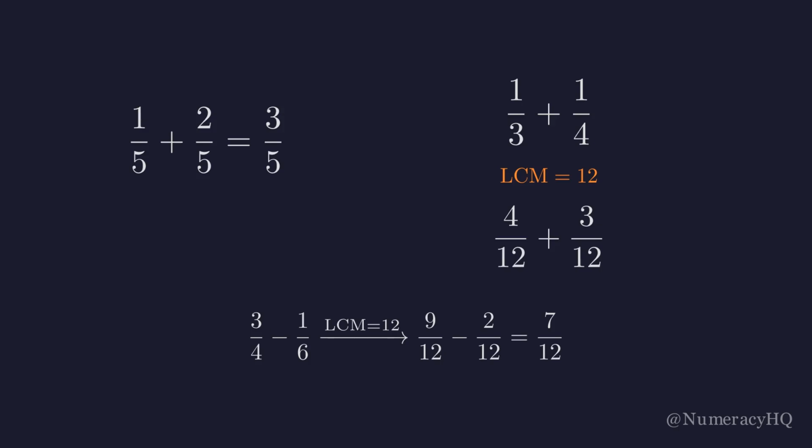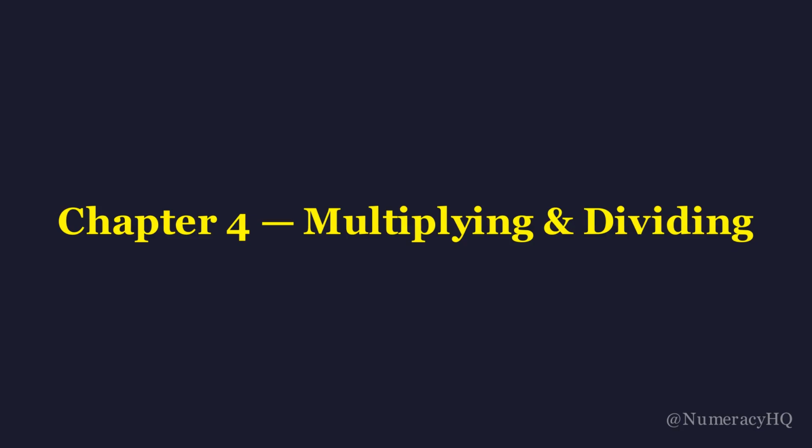Subtraction works identically. 3/4 minus 1/6. The LCM of 4 and 6 is 12. 3/4 becomes 9/12. 1/6 becomes 2/12. 9 minus 2 is 7. Answer 7/12. Chapter 4. Multiplying and dividing fractions.